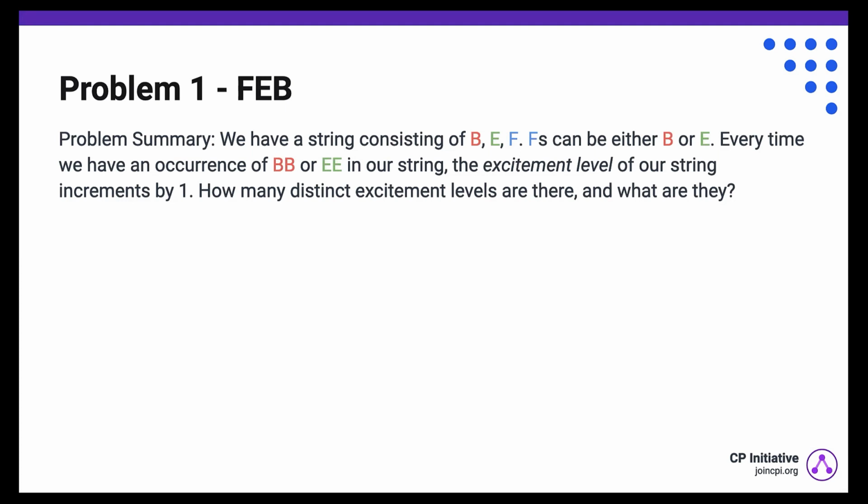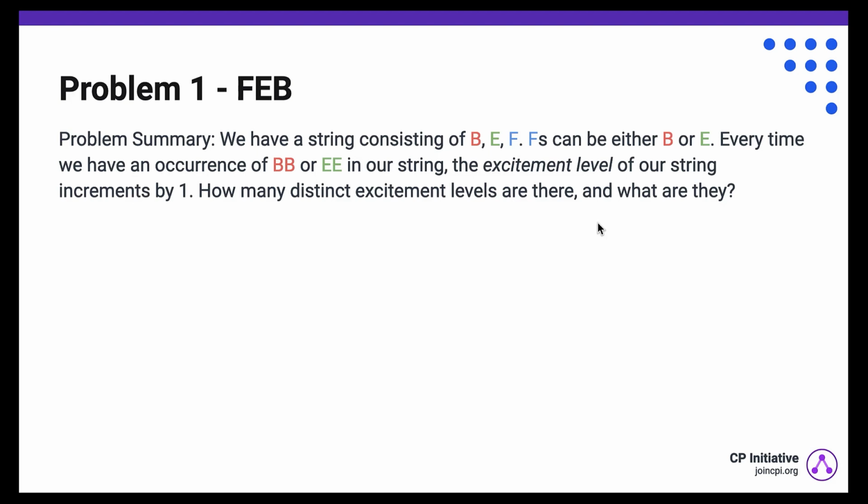So for problem one, it's called FEB, and there's a lot of flavor text in the problem, but essentially what it says is we have a string consisting of B, E, and F, and then F's can either be a B or an E, and every time we have an occurrence of BB or EE inside our string, the excitement level of our string increments by one, and we want to find the distinct excitement levels there are, and we want to find exactly what those excitement levels are.